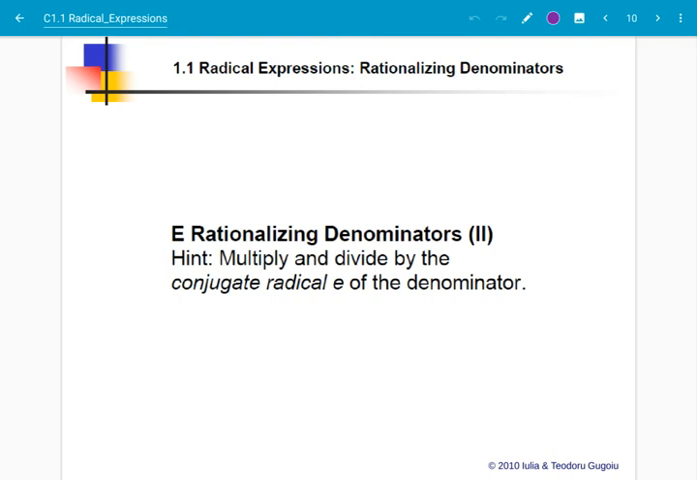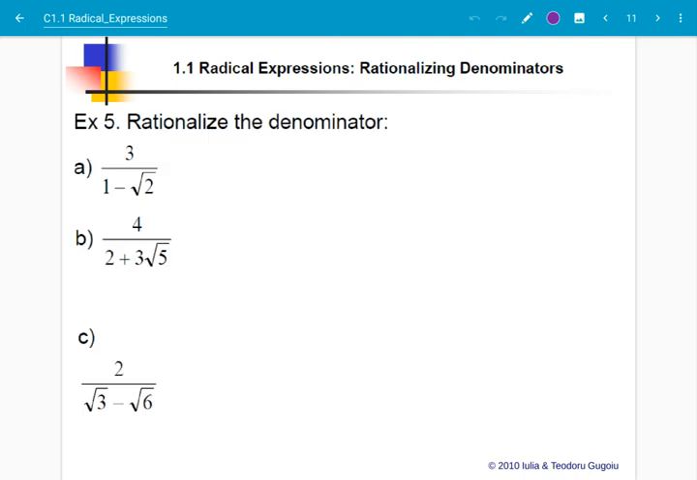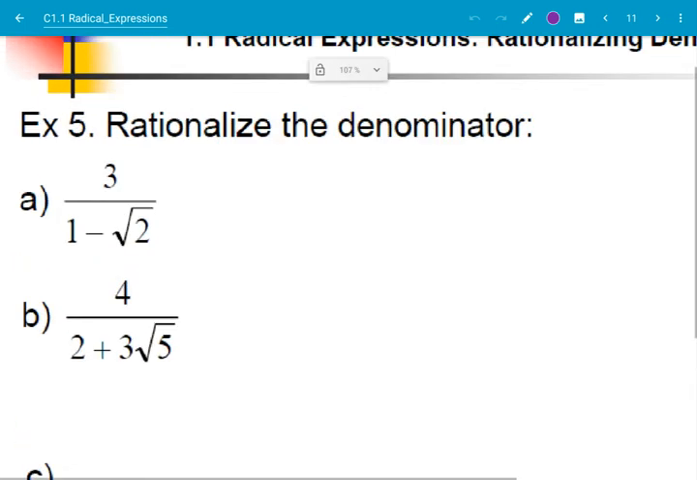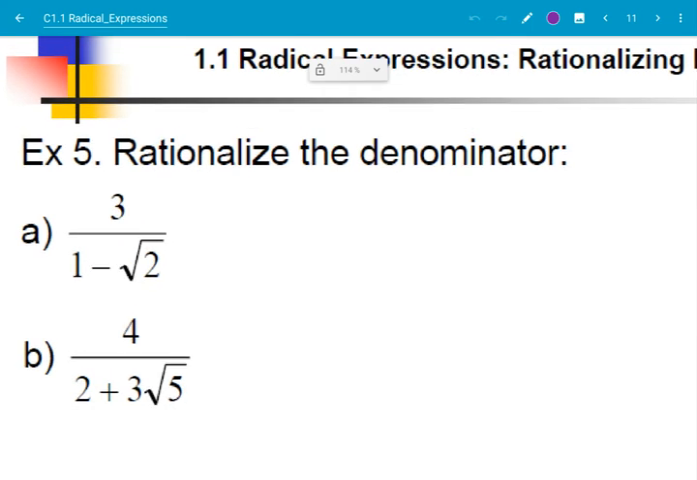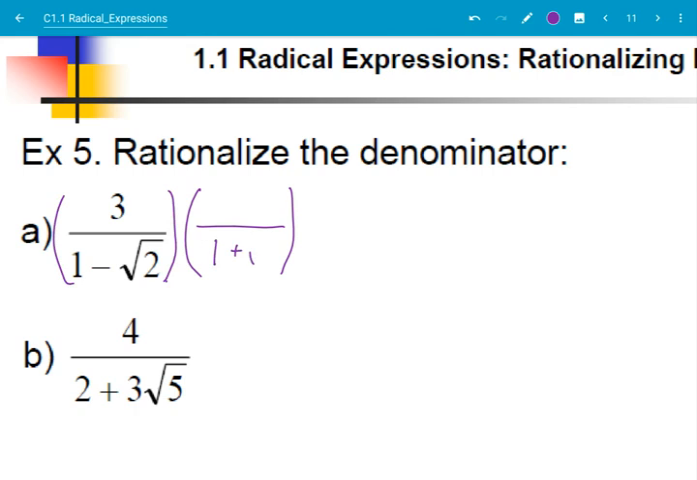So to rationalize the denominators, we multiply and divide by the conjugate radical of the denominator. Taking a closer look at the first one, we're going to multiply by a special version of 1 that contains the conjugate for the denominator. So that'll be 1 plus root 2, and it's a special version of 1, so the numerator has to be exactly the same thing.